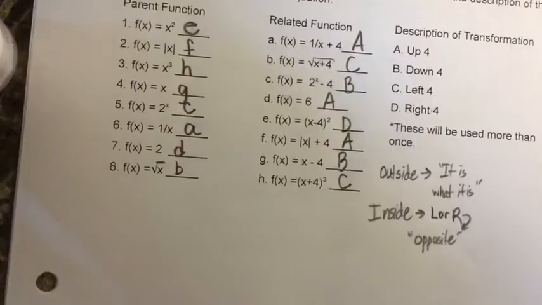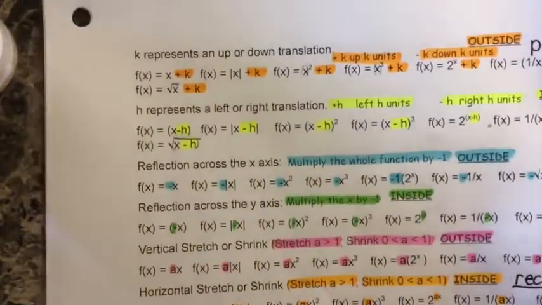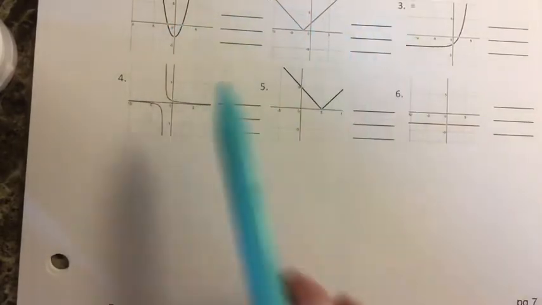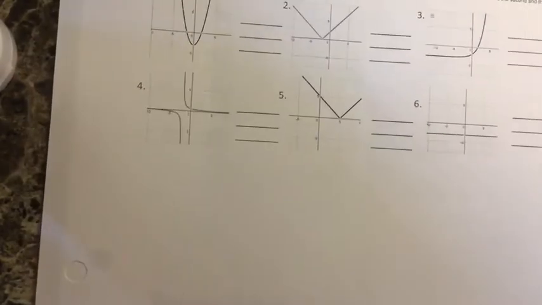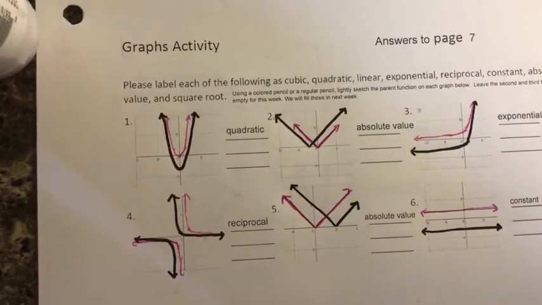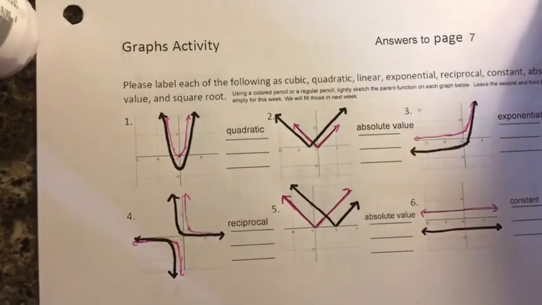And just studying and knowing these little hints here, back of your paper, will help as well. I want you to go through and label what type of function 1 through 20 they are, quadratic, linear, absolute value, all those things. Then I want you to also come back and draw the parent function on every one of these graphs. These answers will be included in your packet information, but I want to show them to you quickly.